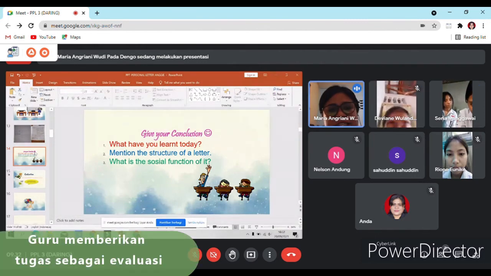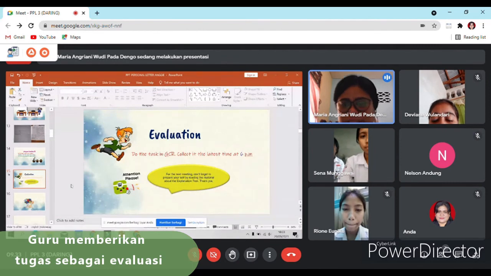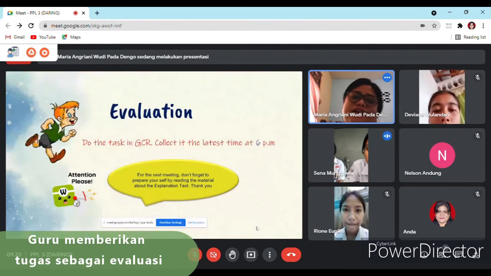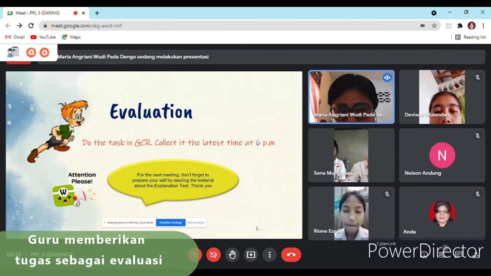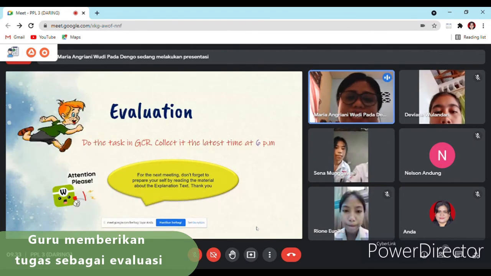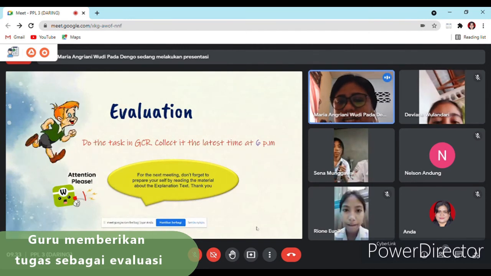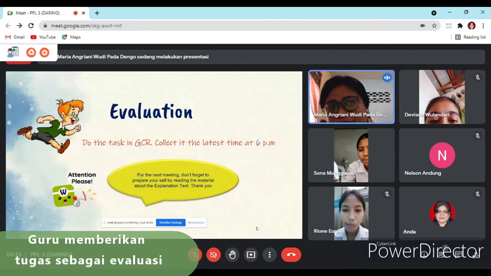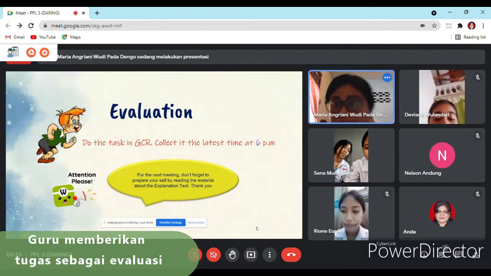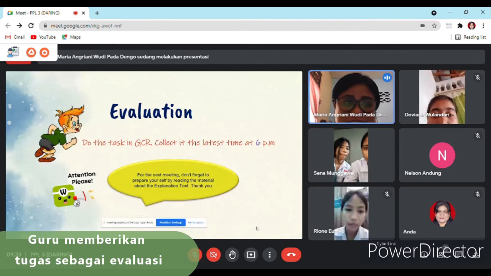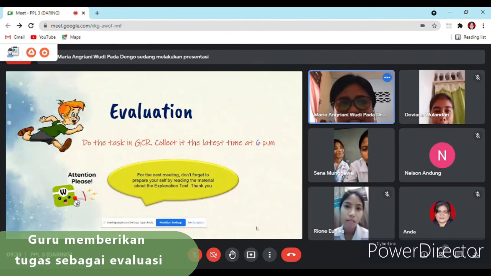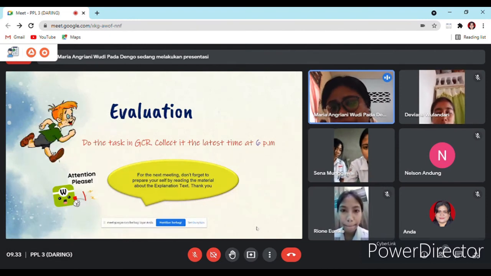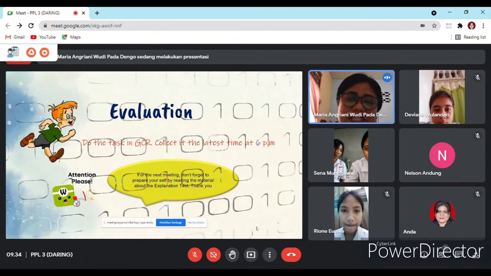Postscript. Okay. And now we come to evaluation. For evaluation, do the task just like last week, seperti minggu lalu, do the task in GCR and collect it at 6 p.m. Terima kasih also for you who have done your homework, ya. Dan for the next meeting, don't forget to prepare yourself by reading the material about explanation.